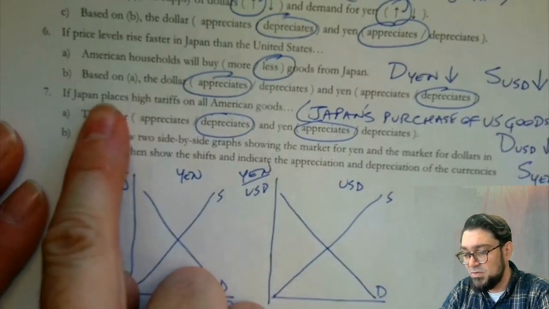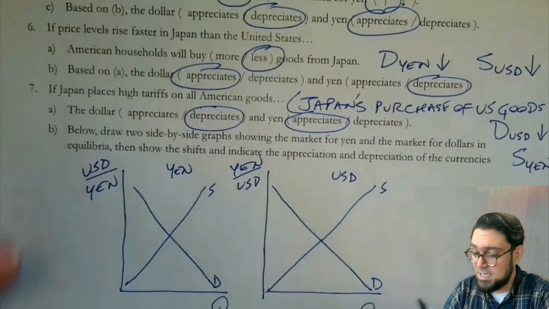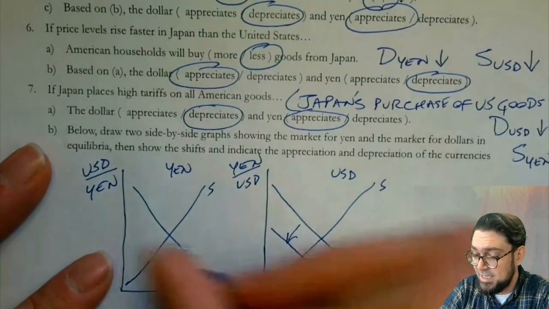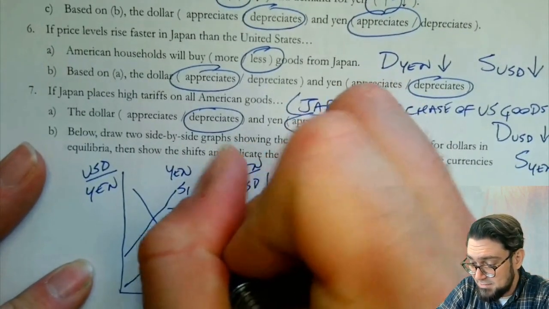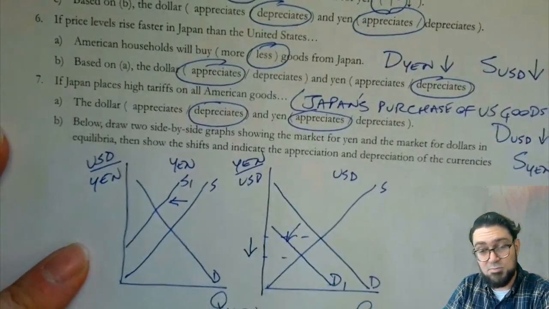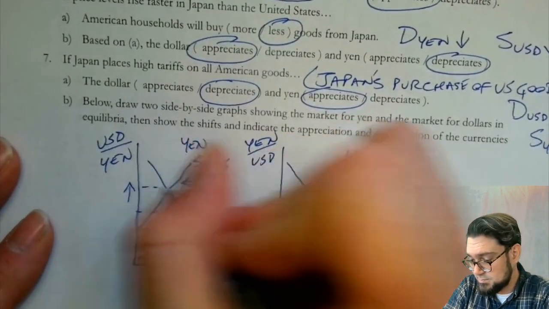And we already said Japan placed a high tariff on American goods, so they're not going to demand as many dollars. So we have a decrease in demand for dollars, and we have a decrease in the supply of yen. And the effect of that is to make the dollar go down in price, right? Because it's a lower price of the dollar, and to make the yen go up in price as a result.